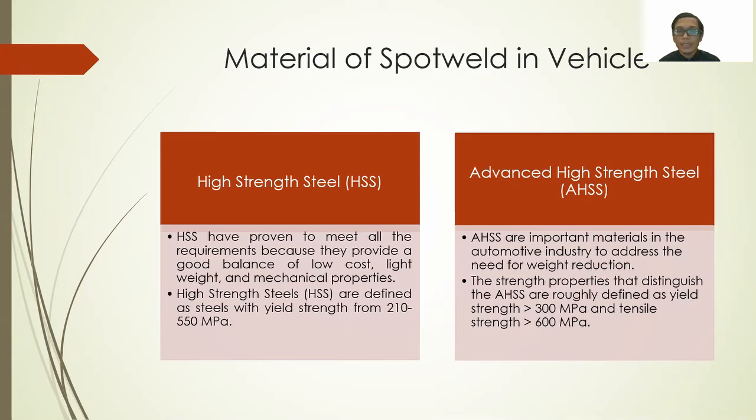The second one is advanced high strength steel, AHSS. AHSS are important materials in the automotive industry because they enable weight reduction. The strength properties that distinguish AHSS are roughly defined as yield strength 300 megapascal and tensile strength 600 megapascal.